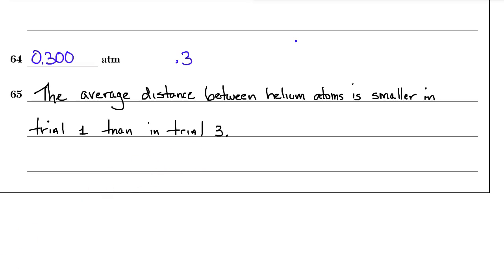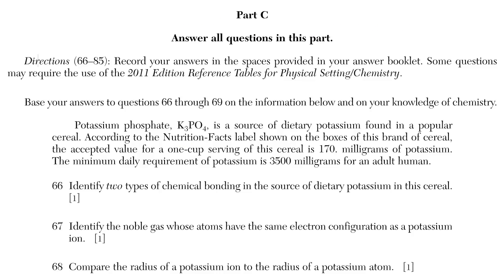Okay, number 66. So here we continue on with number 66, which is in the beginning of part C, which is again the same kind of blurbs given to you and questions that relate, and sometimes directly from this blurb. Oftentimes, again, as I keep saying it, this information just parallels these questions. So number 66, identify 2 types of chemical bonding in the source of dietary potassium in the cereal.